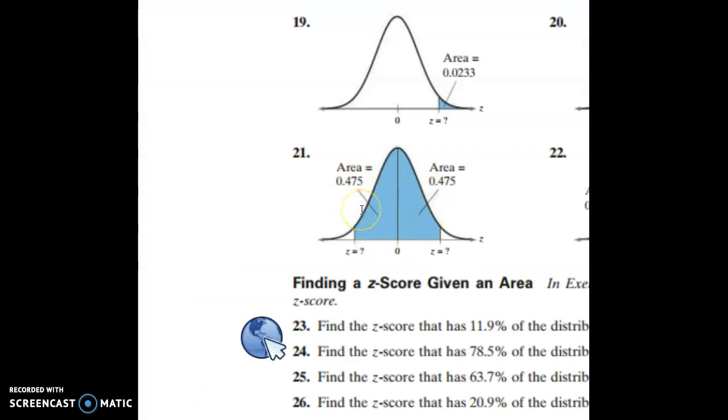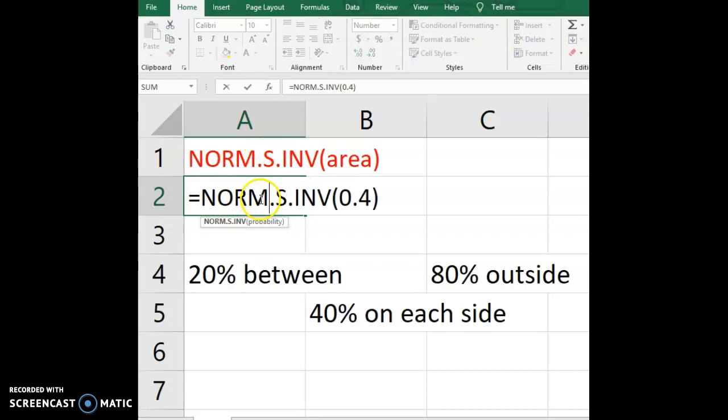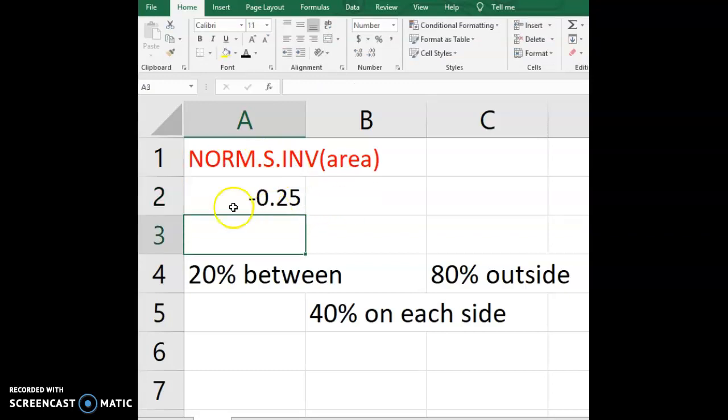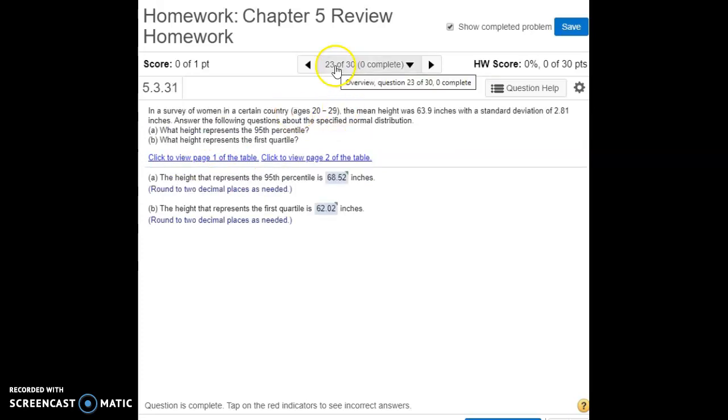This is a good illustration, even though the numbers are different than the problem I'm working on. It just illustrates how that part outside of each of our boundaries here would be symmetric on either side of our normal distribution. So if we know we need 40% on the sides, we can use this formula, equals norm.s.inv with a 0.4, and it gives us one of the z-scores, and the other one would be the positive with the same numbers.